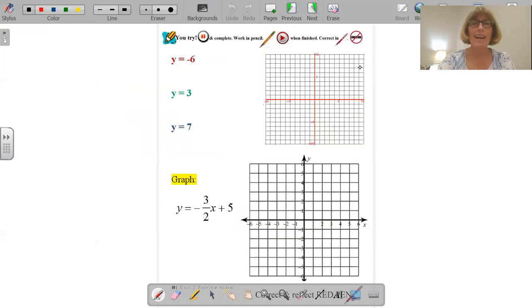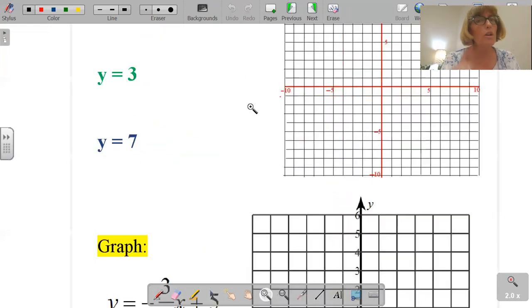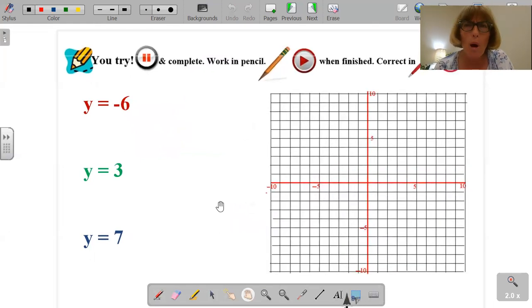This page, I'd like you to try completely on your own, then grab a red pen, and come back to correct. Pause. All right, welcome back. Now this first one, you have a red pen, totally okay if you got this wrong. I didn't show you how to do y's, but it's the same process.